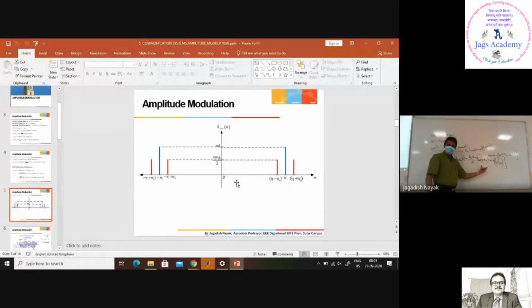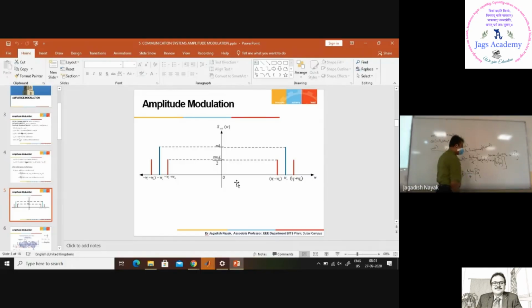So, what is the spectrum of this? Pi into delta. Sorry, now it is F. F means pi will not come there, right? One by 2 will come. If you are writing this in terms of F, earlier you wrote pi, so you have to divide by 2 pi, and that becomes 1 by 2. So then you will have AC AM by 4.